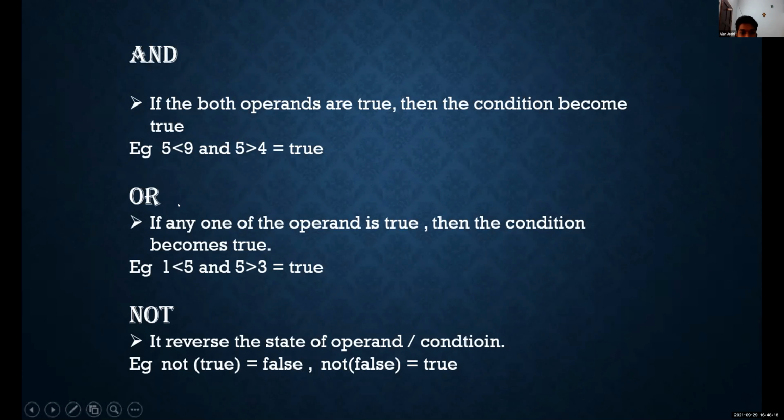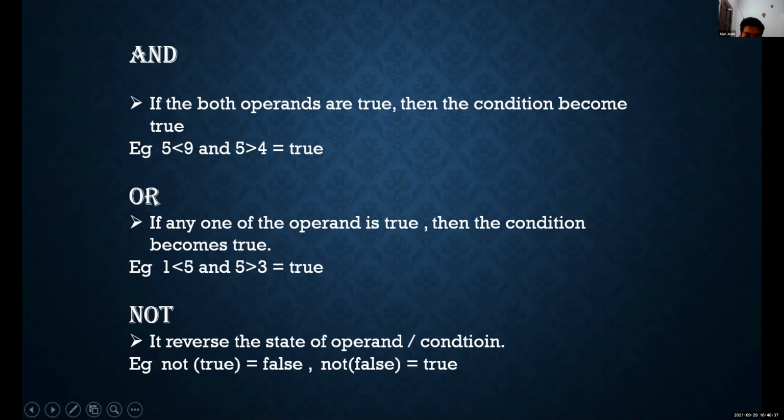And the next operator is or. If any one of the operands is true, then the condition becomes true. Example: 5 less than 1 or 5 greater than 3. Here 5 greater than 3 is true. So the answer will become true.